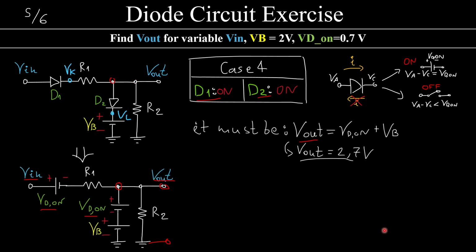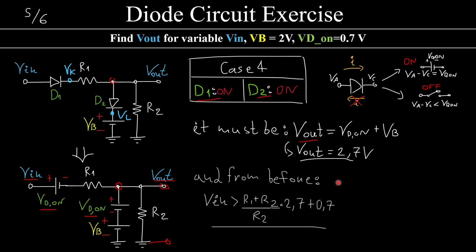That will mean, in our case over here, up until Vout turns out to be 2.7 volts. When will this happen? This will happen when Vin is going to be more or equal than (R1 plus R2) over R2 times 2.7, plus 0.7 volts. More or equal now. Before it was less.